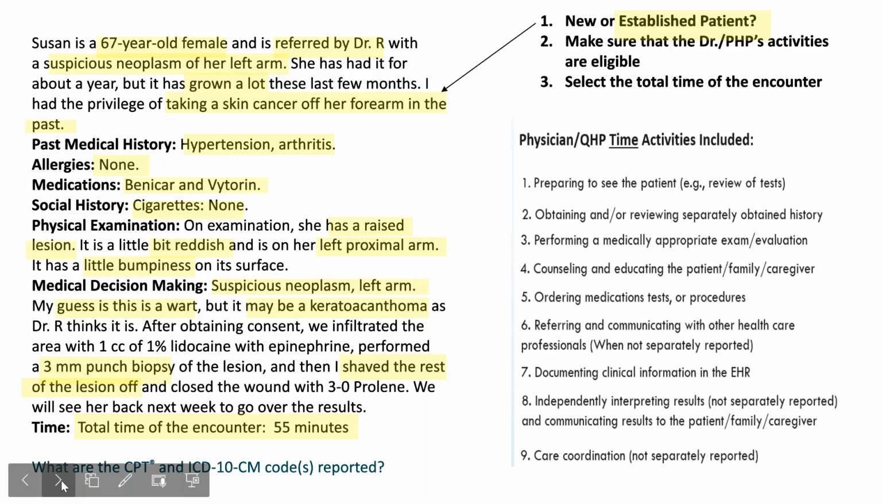Our next step is to make sure what he did was eligible. He did a history, he did an exam, he ordered tests or procedures, he was referring and communicating with other health professionals, with that referral from the other doctor, and I assume he documented his clinical information. So everything he did was eligible activity.